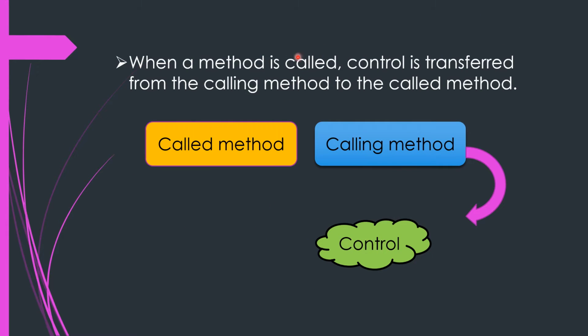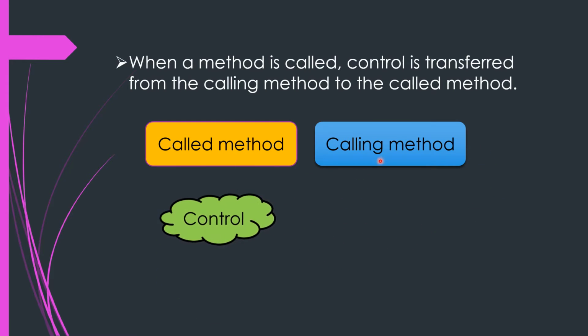When a method is called, control is transferred from the calling method to the called method. Initially, in the beginning, before calling, the control is with the calling method. But when the calling method calls the called method, the control is transferred from the calling method to the called method.